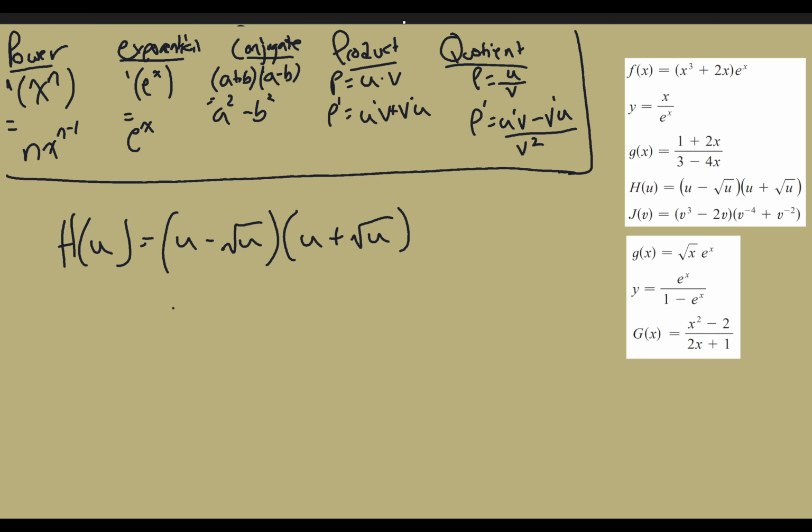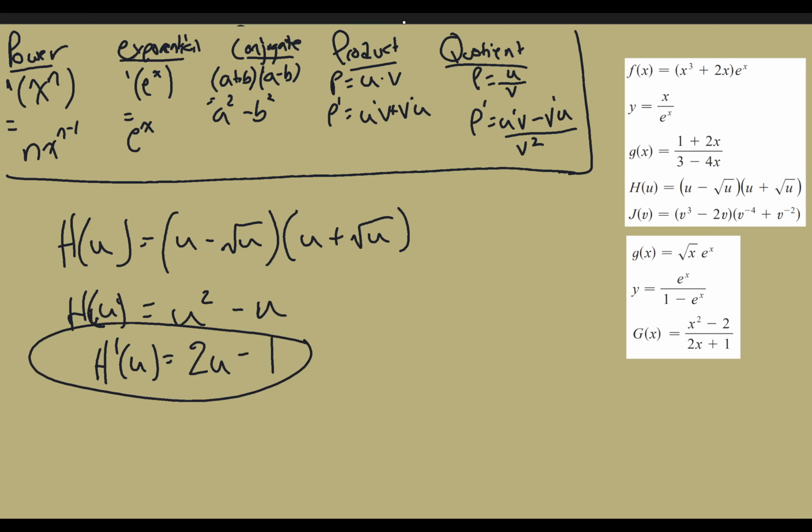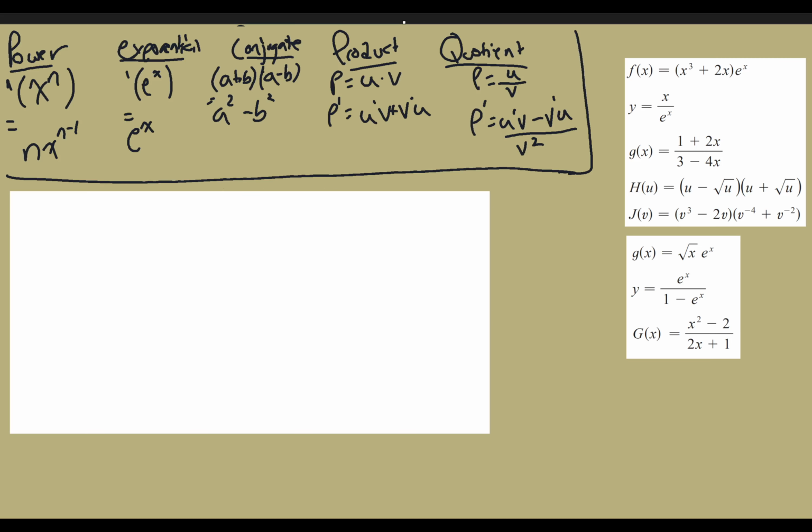So what's a squared? That's u squared minus the square root of u squared is u. So u squared minus u, this is what we have. So h of u is equal to that. So we can take h prime of u, and we just do the power rule, 2u minus 1. That's done. That's the easiest one on the list. It looked hard, but if you know your conjugate rule, only 5 rules so far, even with the product and quotient rule being kind of scary. I just want to point that out.